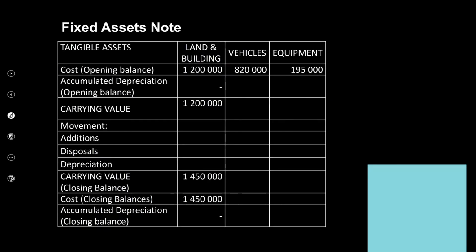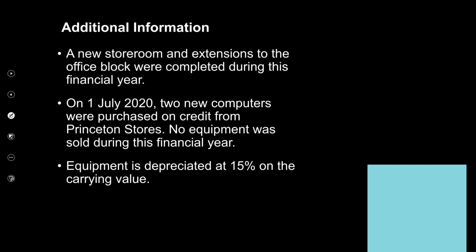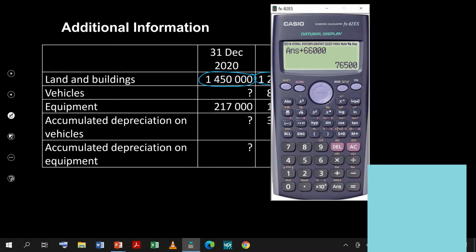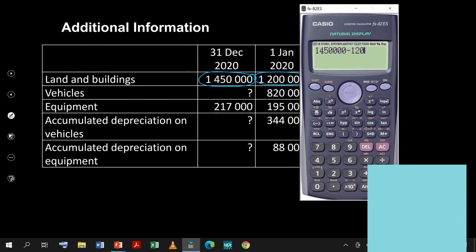Okay, so now if we look at our land and buildings, let's start off with land and buildings. We are told that land and buildings, let's get the information. Here we go. Our opening balance is 1,200,000 and our closing balance is 1,450,000. So immediately what you do there is you say, fine, take your 1,450,000 minus the 1,200,000, okay, and you're going to get a figure of 250,000 Rand.